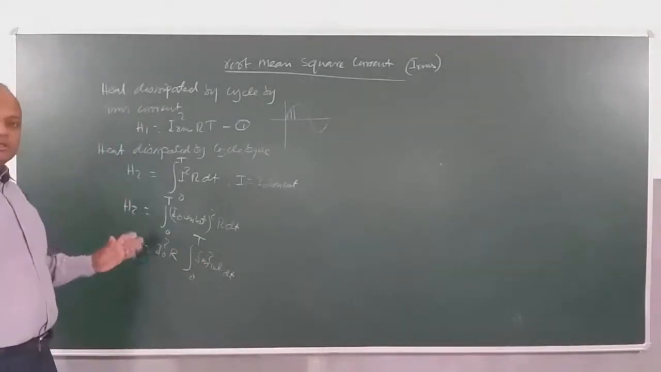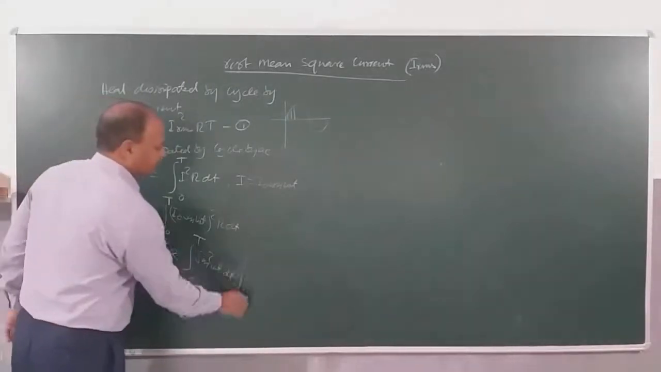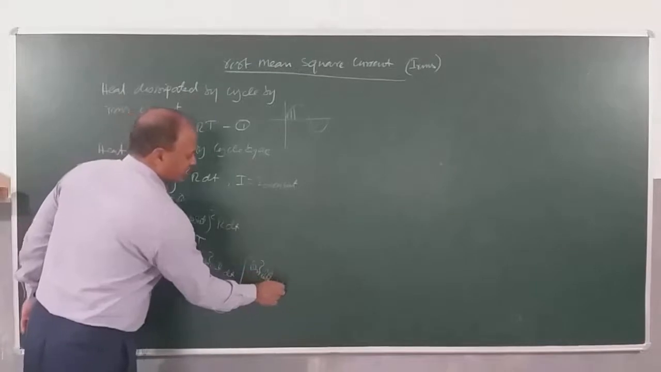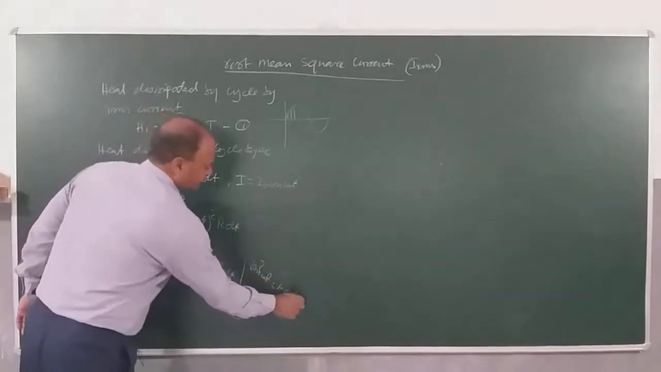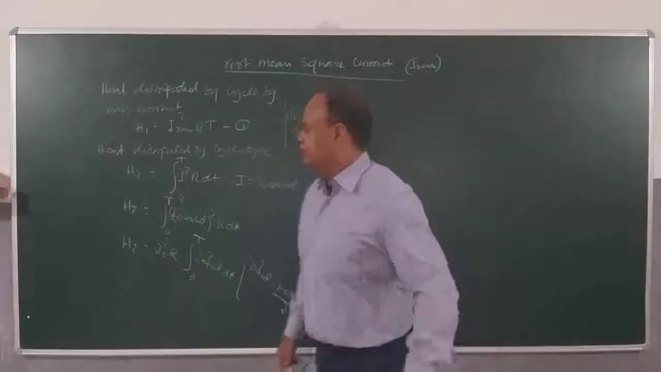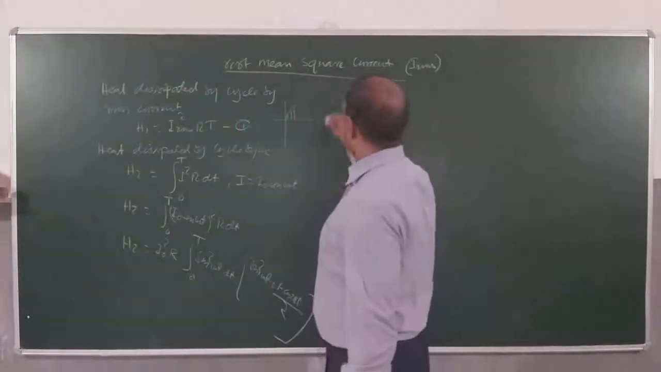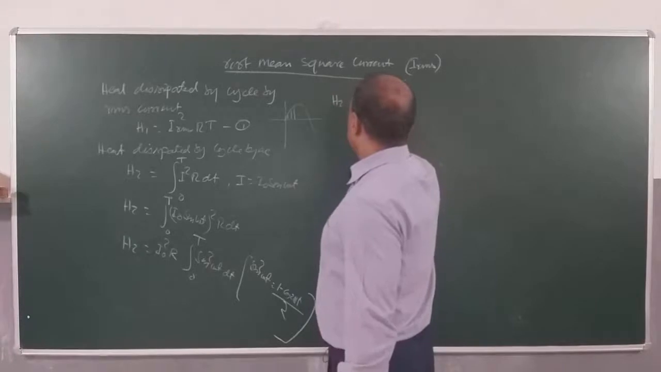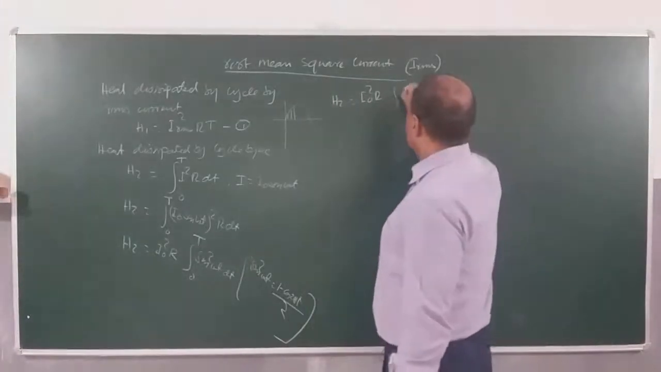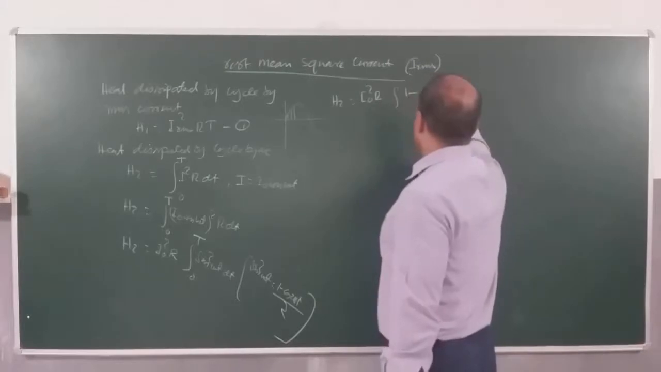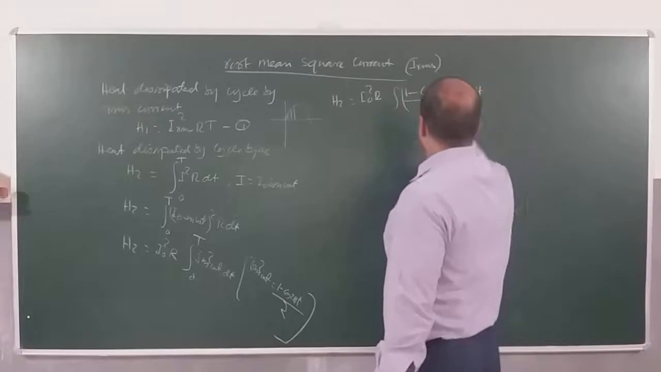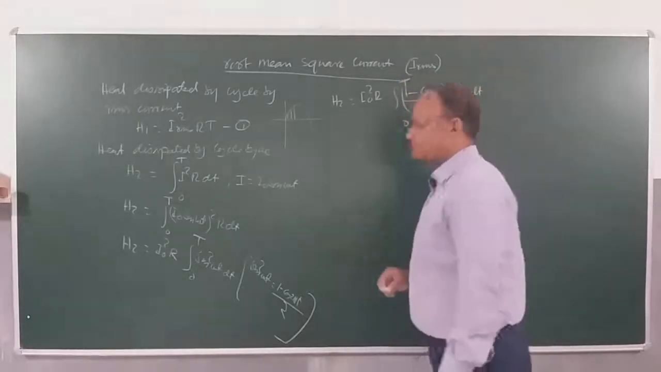One, you can remember the standard value, or you can remember here sine square omega t is equal to 1 minus cos 2 omega t divided by 2. Right? We will put this value and then we will integrate. So H2 will become I naught square R, integration of 1 minus cos 2 omega t divided by 2 dt, 0 to T. Clear?